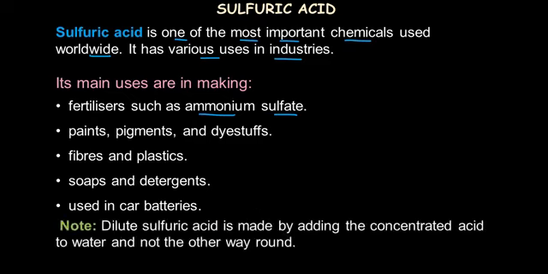Okay, one thing important to note down is that dilute sulfuric acid is made by adding the concentrated acid to the water and not the other way around. We cannot add water to the concentrated sulfuric acid to dilute it, because it's going to be very exothermic. So we need to remember that whenever we dilute sulfuric acid, concentrated sulfuric acid is added to the water slowly by stirring it. This is one of the important points to note down.